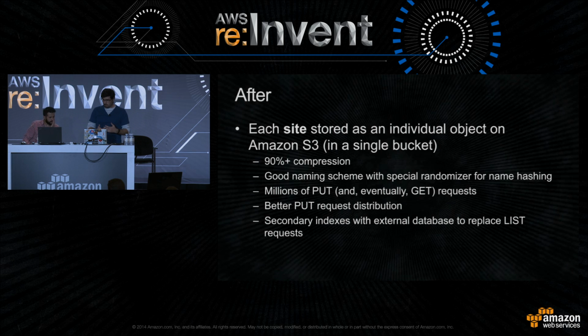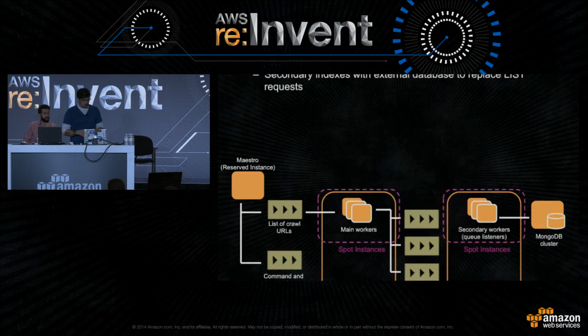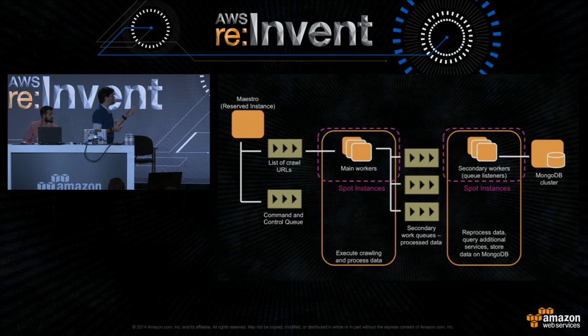So that really helped us out further along the path. Just to show you guys real quickly, this is the architecture that we operate today. Basically we have a reserved instance that orchestrates the entire process. We use SQS to do all the messaging between the individual processes. And every time we've crawled a web page, we'll store the raw data for the websites on S3 compressed with the structure that I mentioned.